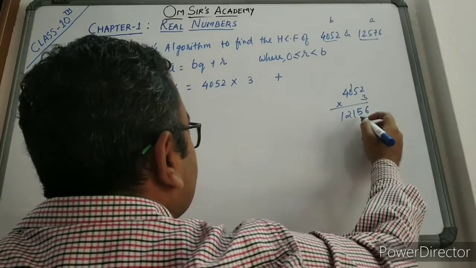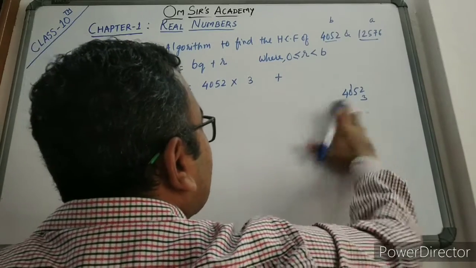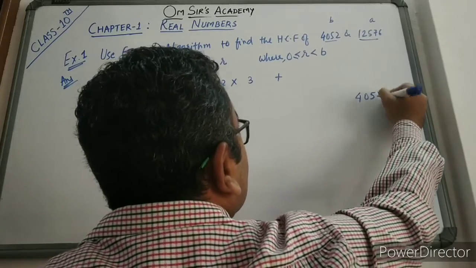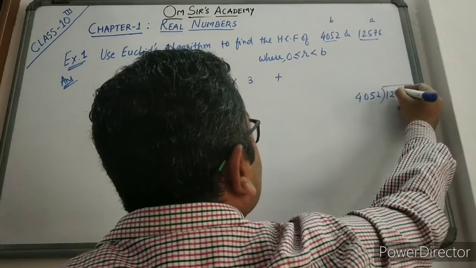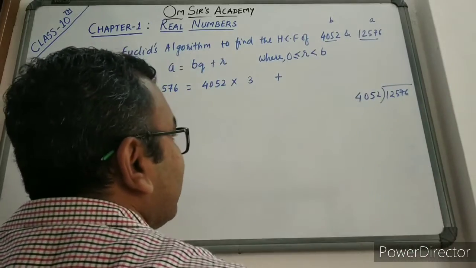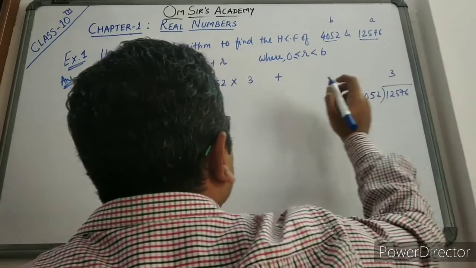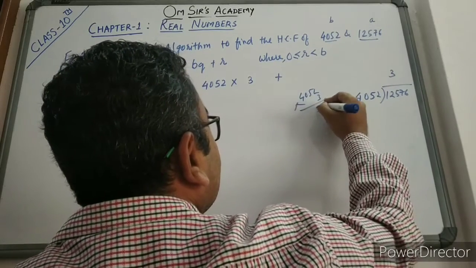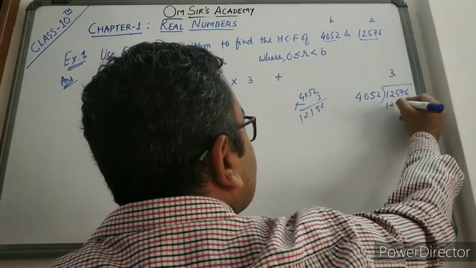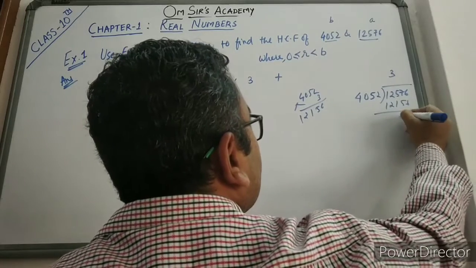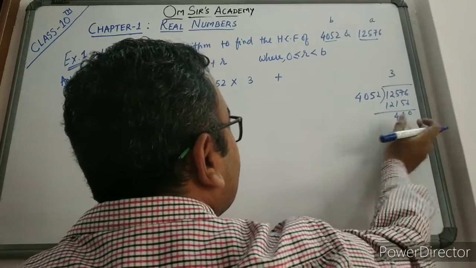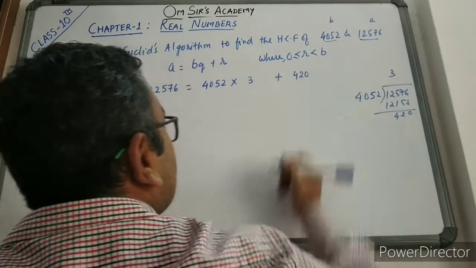Okay, so what will be the remainder over here? If I divide 12576 by 4052, 4052 into 3 is 12156. So the subtraction gives 0 to 4, and what is left as my remainder over here is 420. Right?